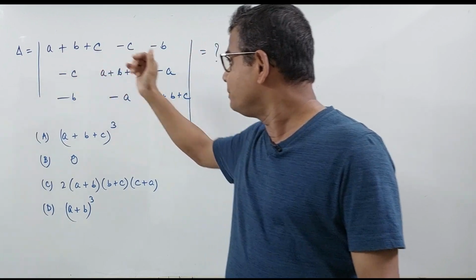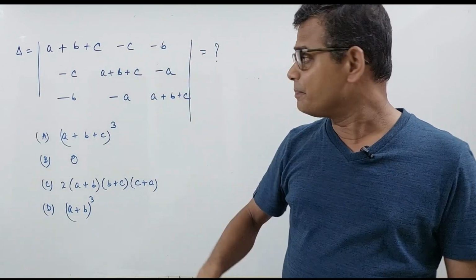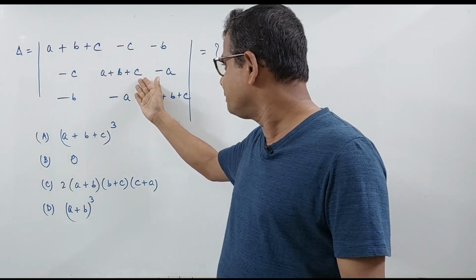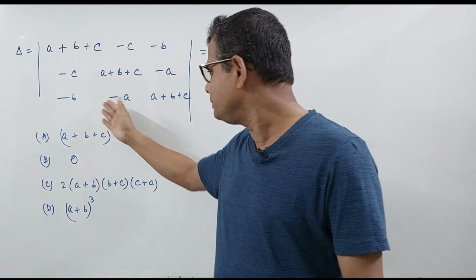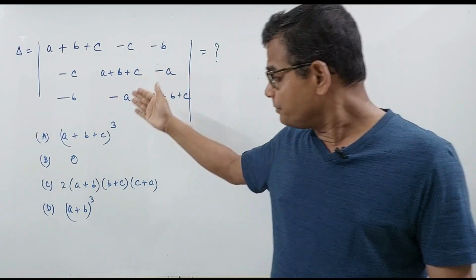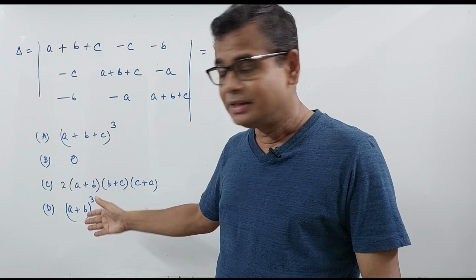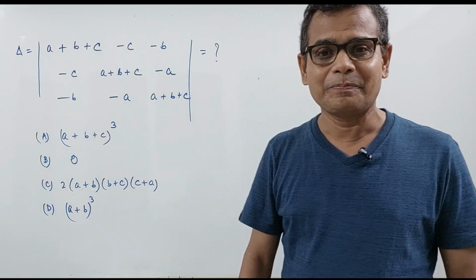Delta equals the determinant with rows: a plus b plus c, minus b, minus c; minus a, a plus b plus c, minus a; minus b, minus b, a plus b plus c. Which of the following four options is the value of this determinant?